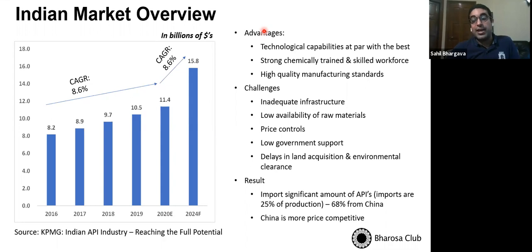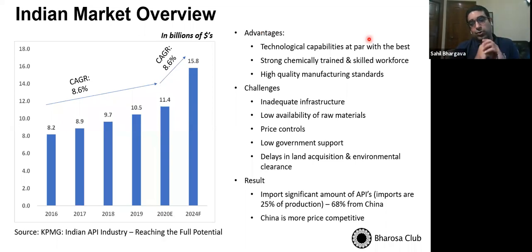Next challenge is we have very onerous price controls. So the government very tightly regulates what these final goods can be sold for, because they want to make sure that the pills are affordable for everyone. This creates margin pressure on certain categories of APIs. And the last two are, we have currently had low government support, though that's changing. And delays are also a big issue and challenge in terms of getting the permits and clearances to set up API plants.